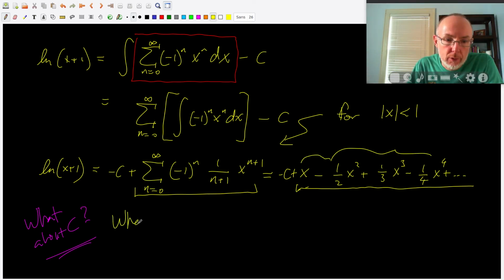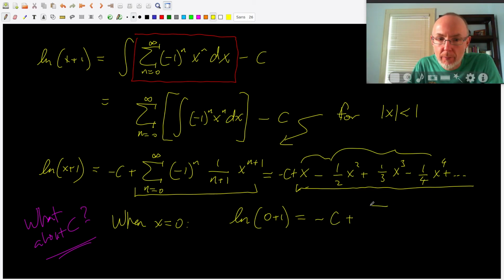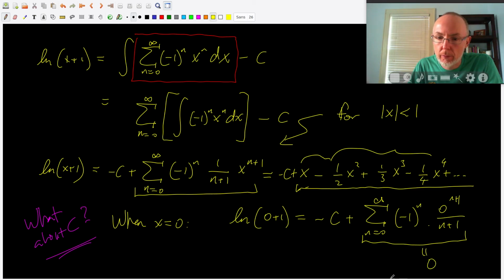So literally, when x is equal to 0, I can plug in: natural log of 0 plus 1 is equal to minus c plus that sum. And if I write it the formal way, the sum from n equals 0 to infinity of minus 1 to the power of n, 0 to the power of n plus 1, because I plugged in x equals 0, right? And that is 0. I'm just adding 0 up lots and lots of times. And the natural log of 1 is equal to 0. And so from this, I conclude that c is equal to 0.